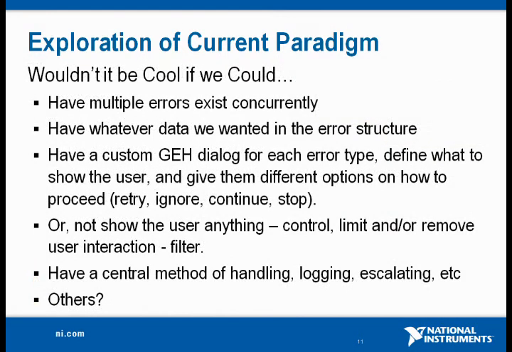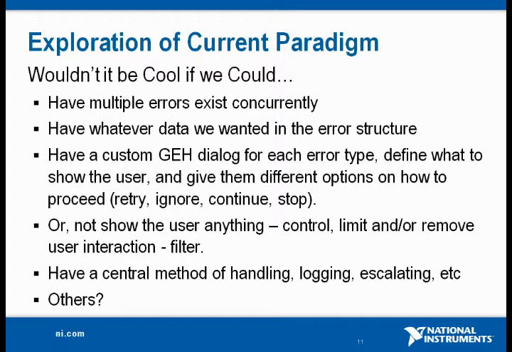Wouldn't it be cool if we could have multiple errors exist concurrently? I'm just going to go through these relatively quickly. They're mostly self-explanatory. Have whatever data we wanted in the error structure, not be limited to those three static elements. Have a custom general error handler dialog for each error type. Define what we want to show to the user and give them different options based on the error type, on what we should allow them to do.